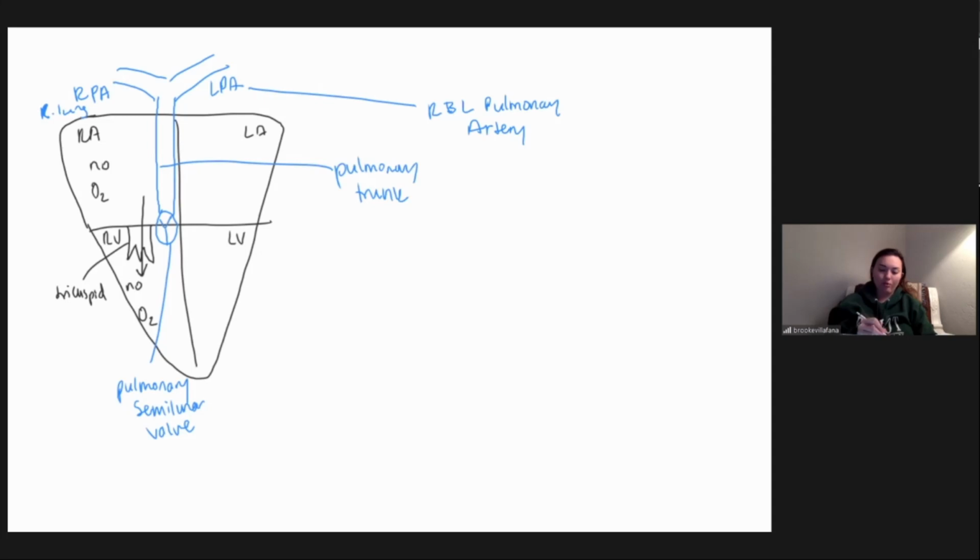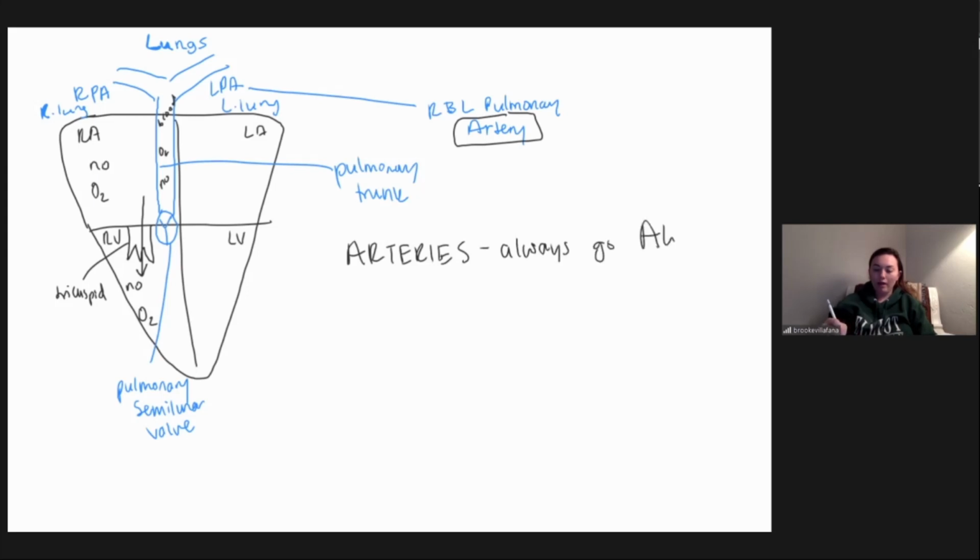Pretty straightforward, makes sense. And that's because we want to supply oxygen to the blood, so that's why we're sending it to the lungs. This blood still has no oxygen in it. Notice that these are called arteries. Why is that? Arteries always go away from the heart.